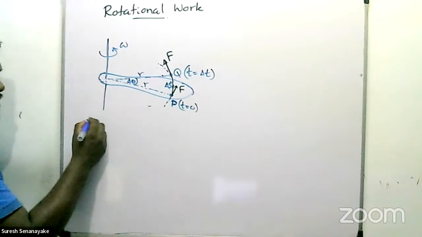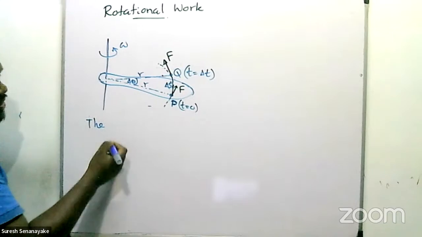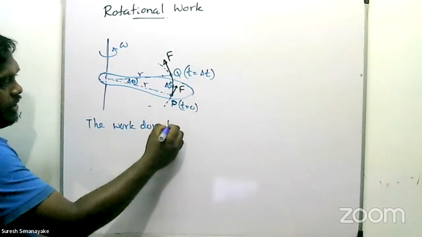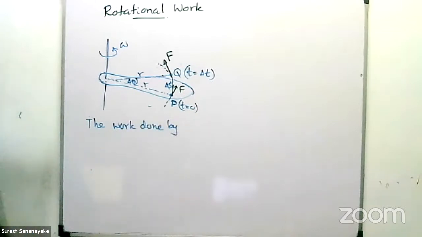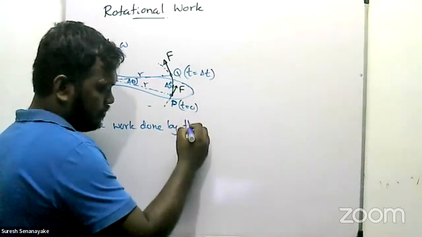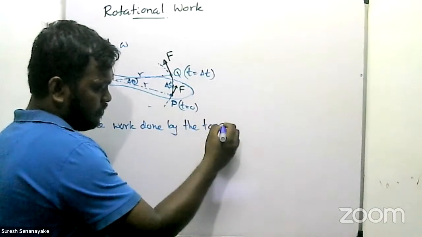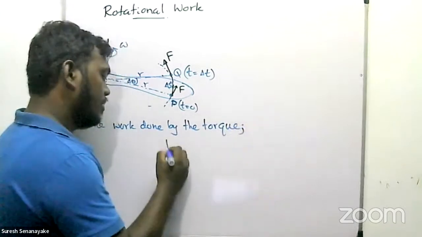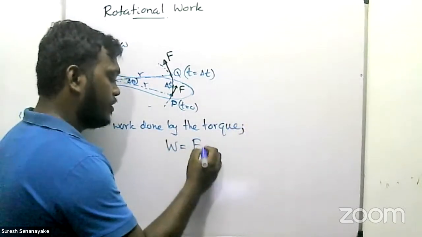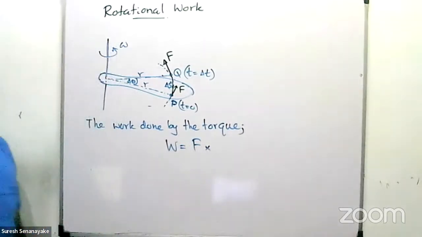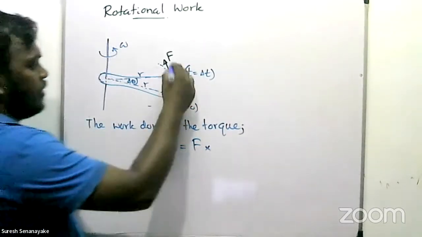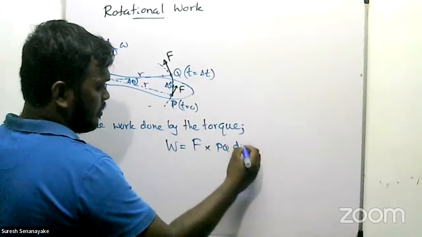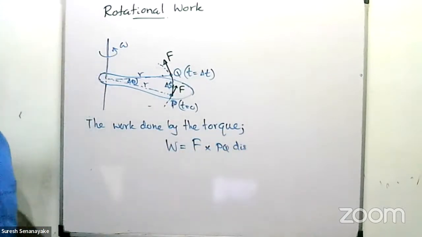And then draw this and write the work done by the force. Work done by the torque: W equals force multiplied by the displacement. That's the PQ displacement here, P to Q.